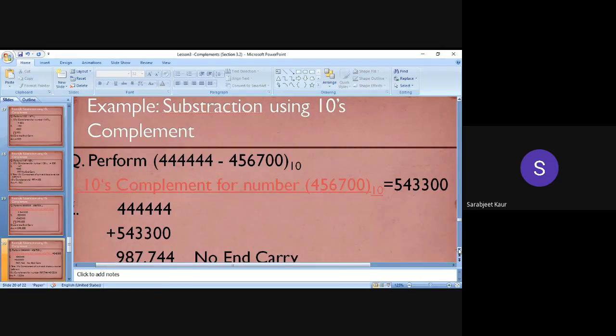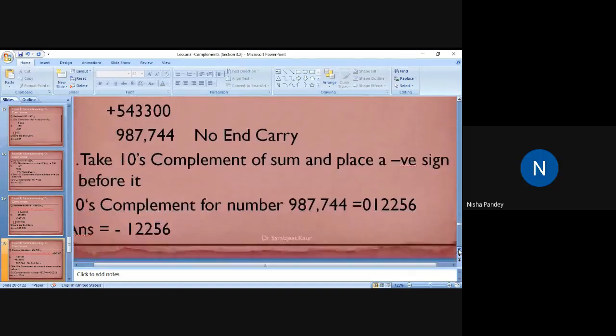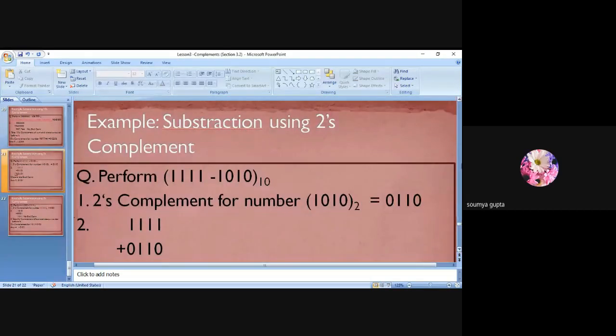Okay, what is your result? 12256. Minus 12256.